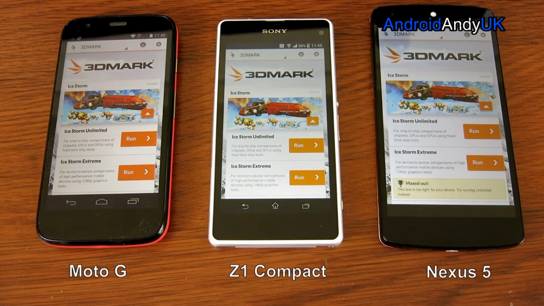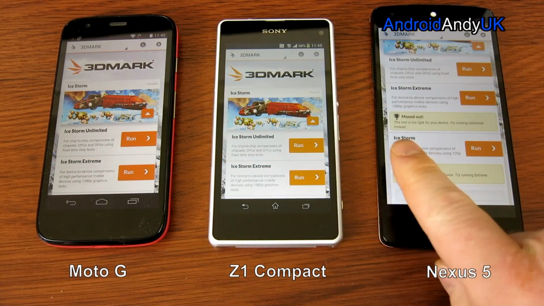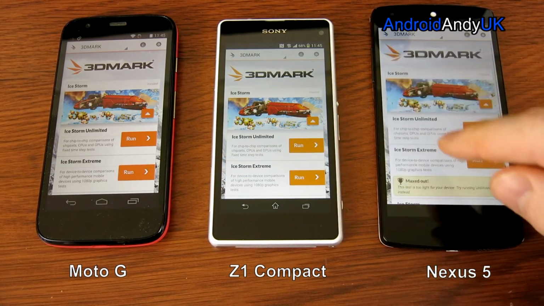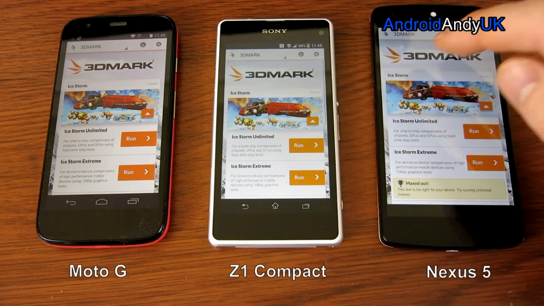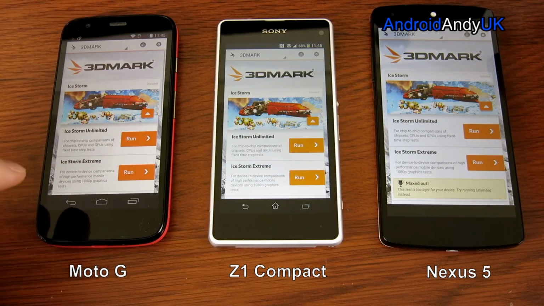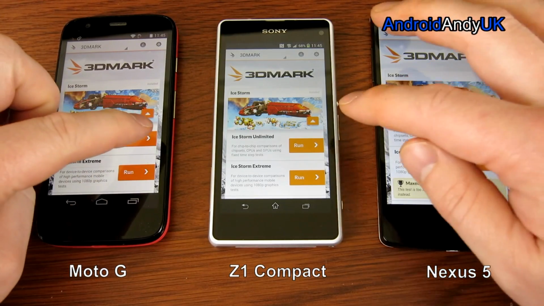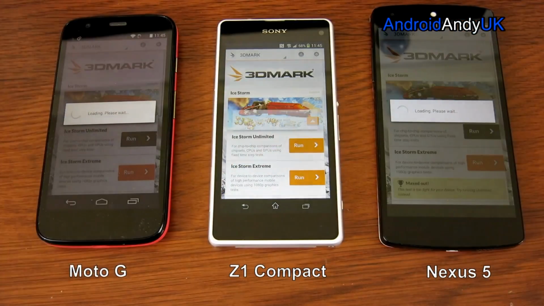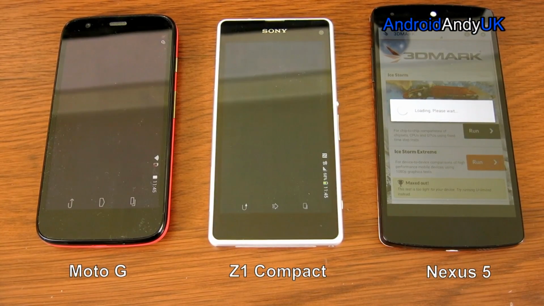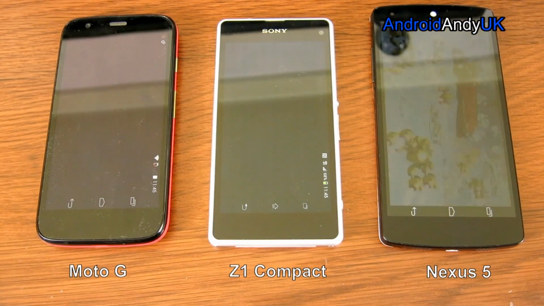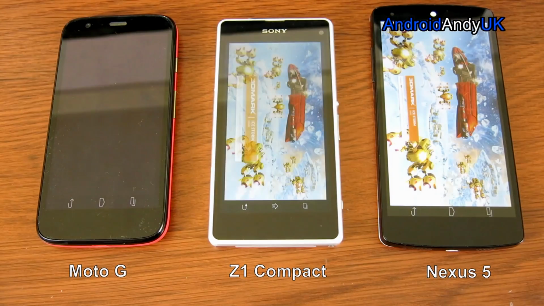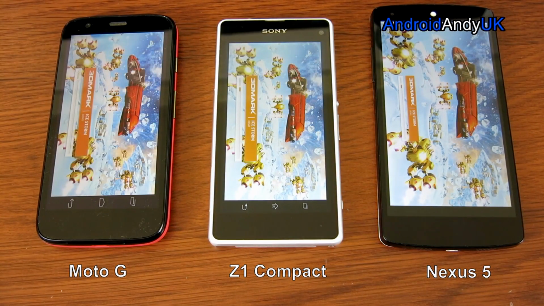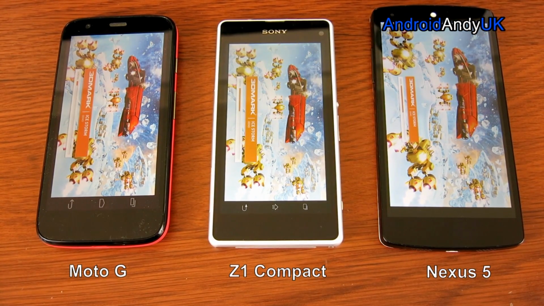Here we are with 3DMark. Interestingly, the Nexus 5 tells us this test is too light for your device. It doesn't tell us that on the Z1 Compact. The Moto G I think is probably going to struggle, so we're going to do the unlimited one though on each one. As before, I won't make you watch the whole thing, but I'll leave it running for a little while just so you can see some of the graphics.